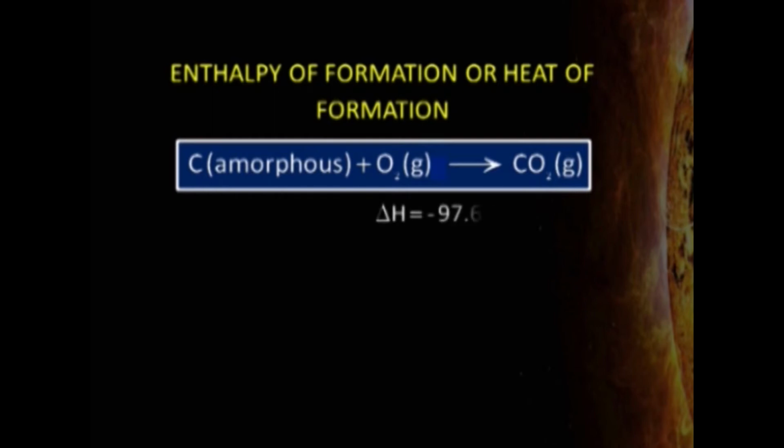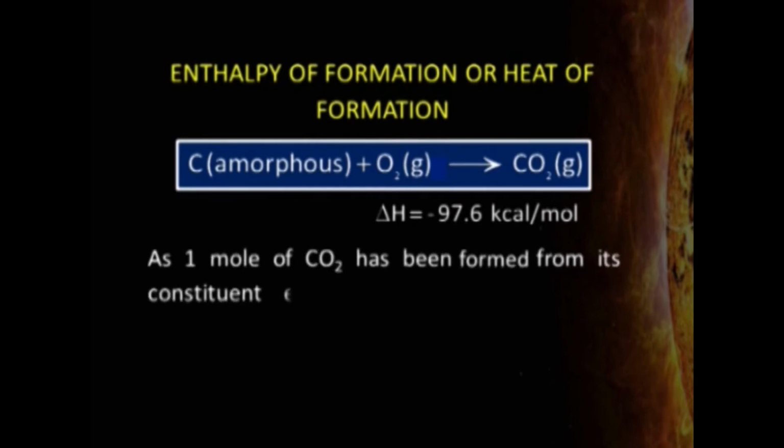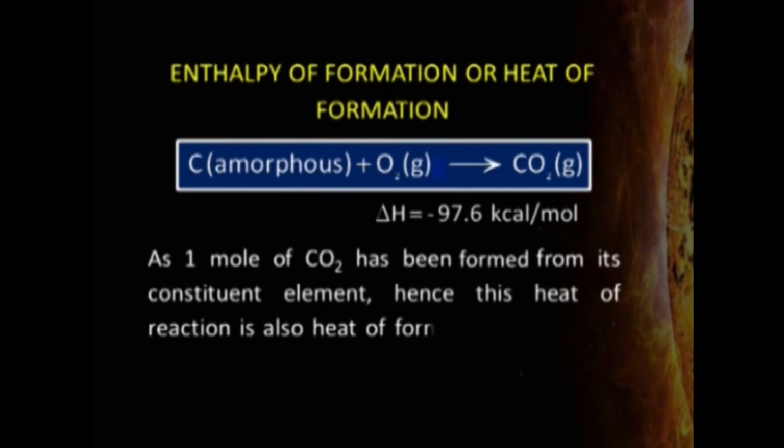There is an example: if amorphous carbon and oxygen react to give 1 mole of gaseous carbon dioxide, then the heat of reaction for this reaction is equal to minus 97.6 kilocalories per mole. As 1 mole of carbon dioxide has been formed from its constituent elements, this heat of reaction is also the heat of formation or enthalpy of formation of carbon dioxide.